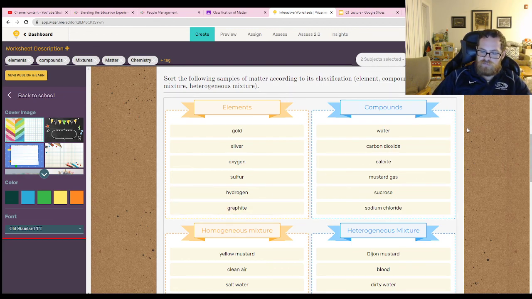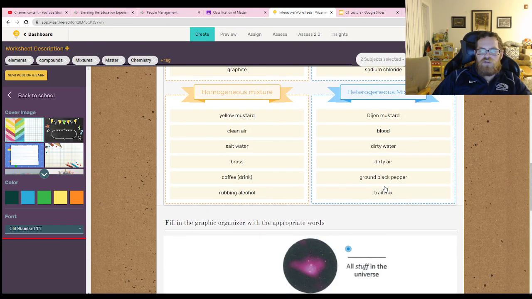Some compounds. Water, it's one thing, H2O. Carbon dioxide, CO2. Calcite is a bit trickier, right? I was hoping, again, you would look that up. Calcium carbonate, CaCO3. Mustard gas is one specific chemical. Sucrose is a sugar. Sodium chloride, salt, right? One compound.